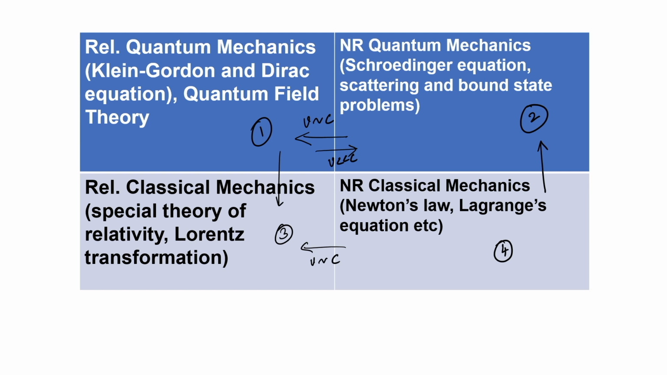Similarly, non-relativistic quantum mechanics can go to non-relativistic classical mechanics when h cross is small, and this is possible again when v is much smaller than c. v is the speed of the particle, and c is the speed of light. Okay. So, we are really going to talk about relativistic quantum mechanics, namely the Klein-Gordon and the Dirac equations. So, we start with the Klein-Gordon equation.